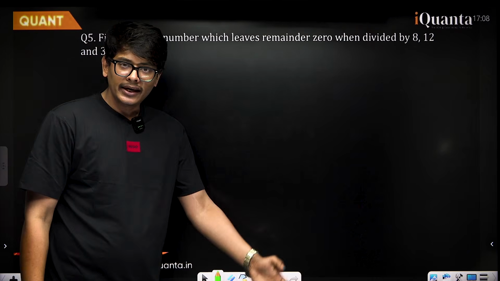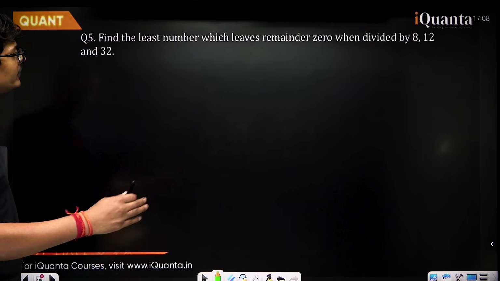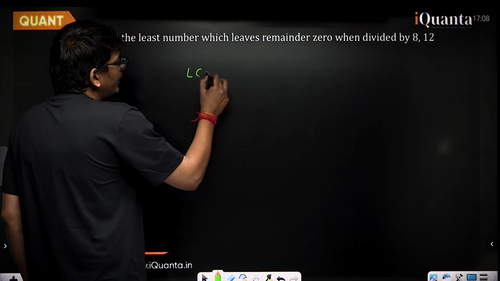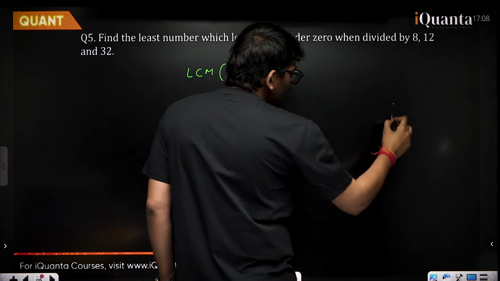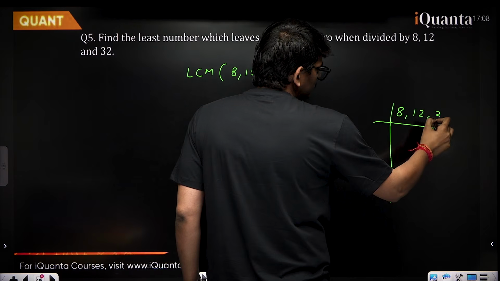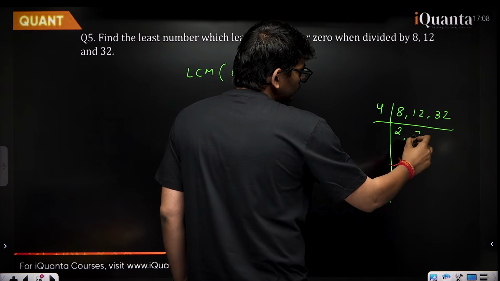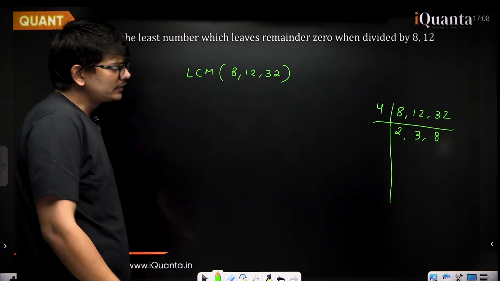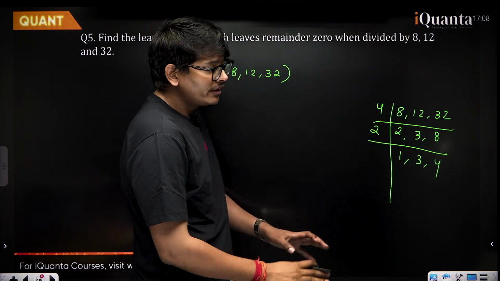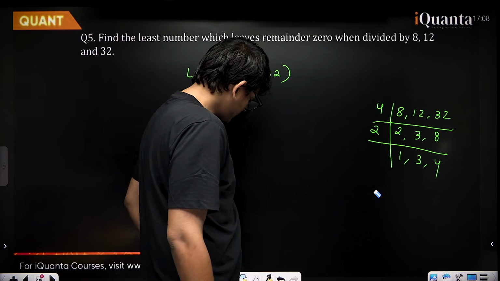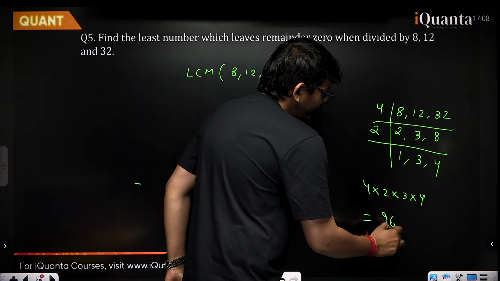Now, let's see the first question. Find the least number which leaves remainder 0 when divided by 8, 12 and 32. So what you have to do? You have to take LCM, right? And how to do that? Can you see anything common? I can see 4 common. Can you see something more common? Yeah, 2. Now, there is nothing common. So whenever you see there is nothing common between the numbers, just multiply. So 4 into 2 into 3 into 4. 96 will be the LCM.